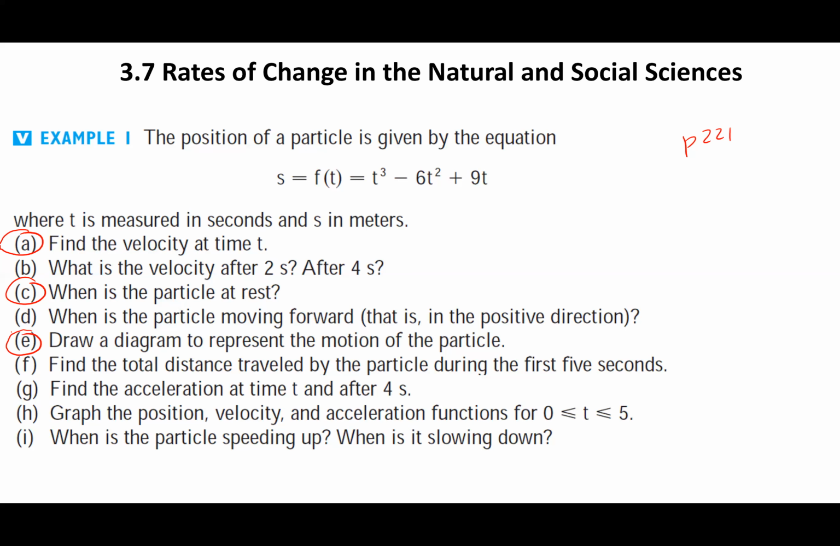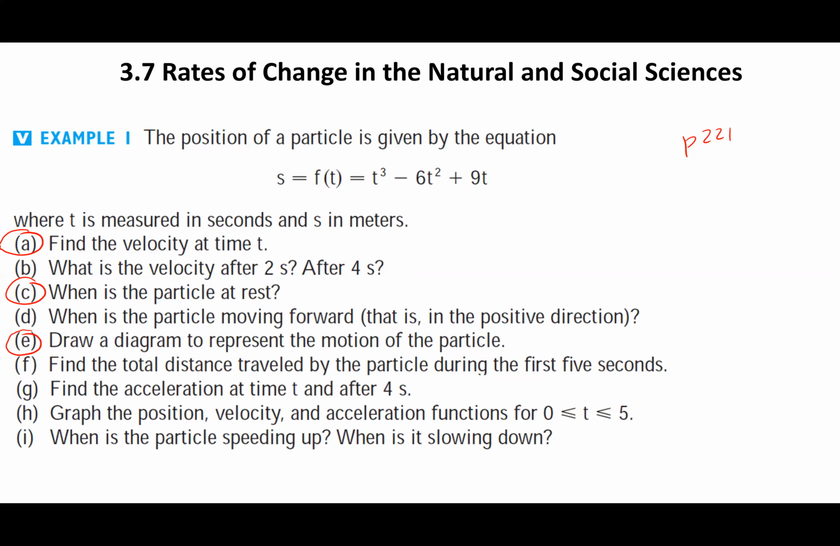I'll run through the rest of them really quick here, but the ones we're going to focus on are those. We're going to go from there. And we'll talk about the slowing down and speeding up process. Okay. It's a fun little section.